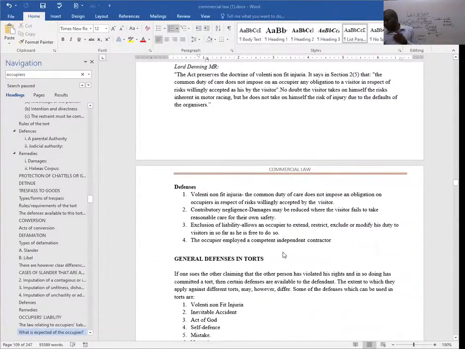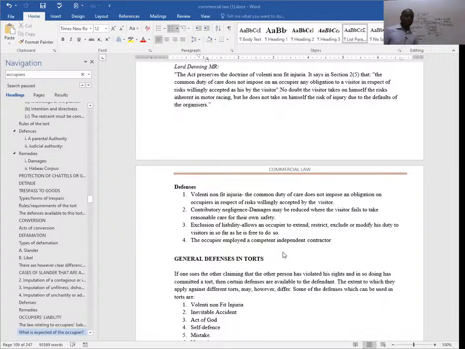So we can look at the defenses. What are the defenses under occupier's liability? Because the key thing here, as I told you, under the law of tort, is that you need to understand the tort itself. After understanding it, be able to explain some of its essential characteristics, and then also understand the defenses an accused party can use in case he has been accused of such a tort.